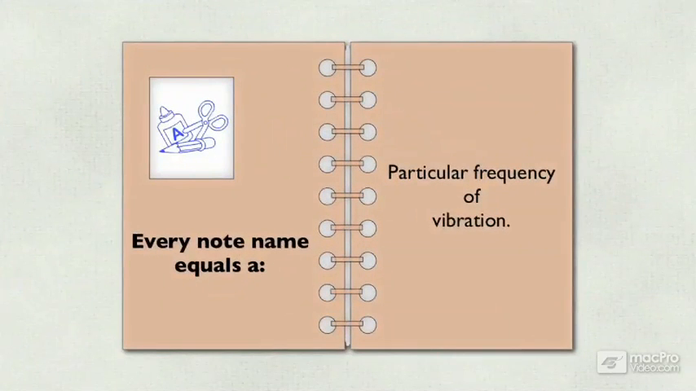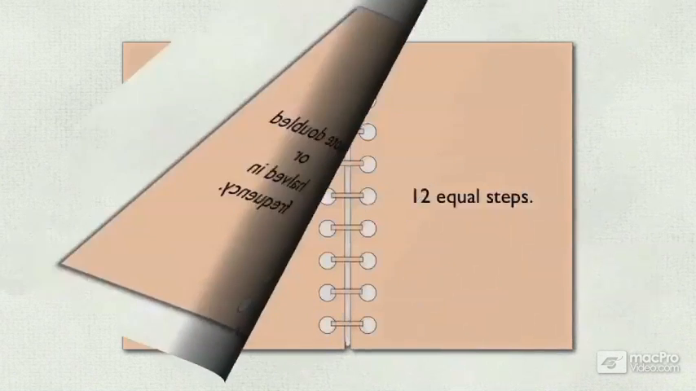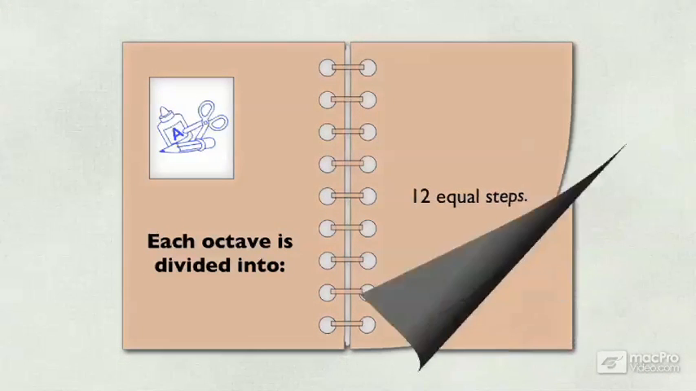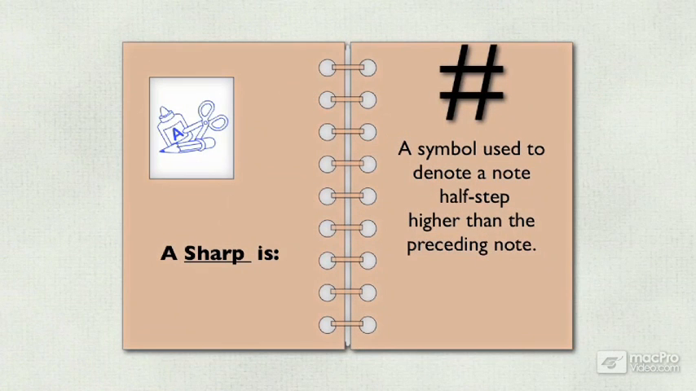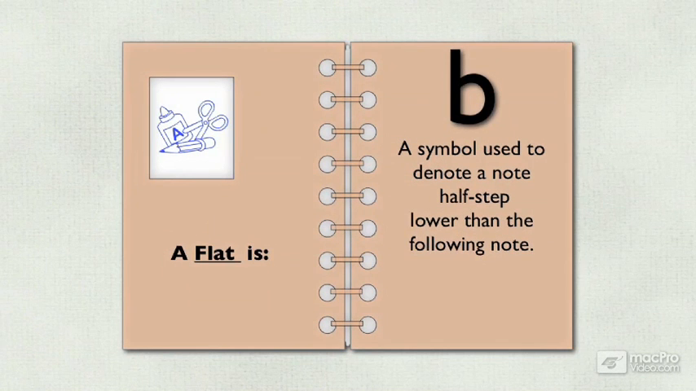Every note name equals a particular frequency of vibration. An octave is a note doubled or halved in frequency. Each octave is divided into 12 equal steps. The chromatic scale uses every note in the octave. A sharp is a symbol used to denote a note a half step higher than the preceding note. A flat is a symbol used to denote a note a half step lower than the following note.